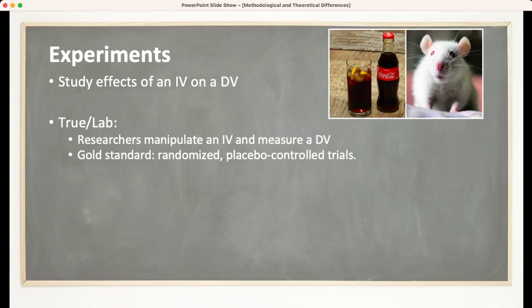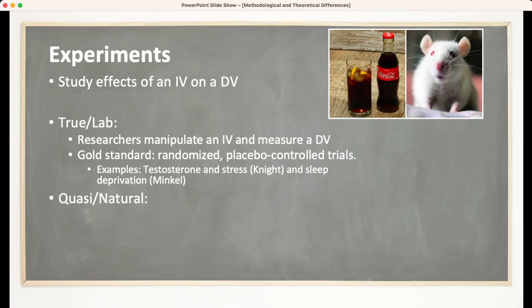The researchers created those different conditions. They chose which rats drank which drink at the different times. Here are a couple of other examples. The testosterone and stress study is an experiment as well.